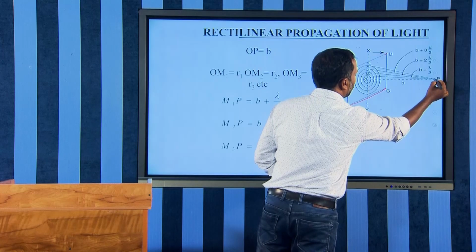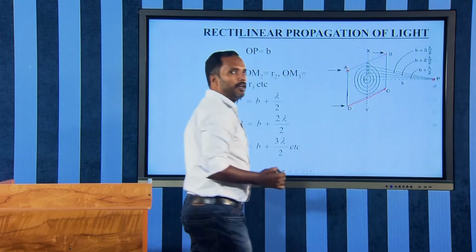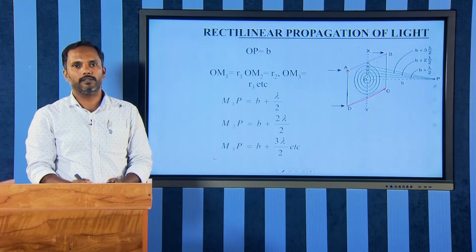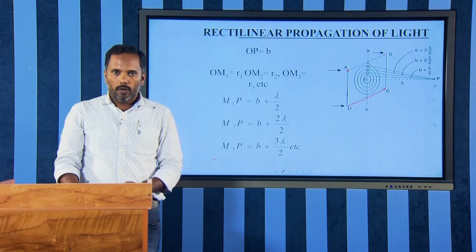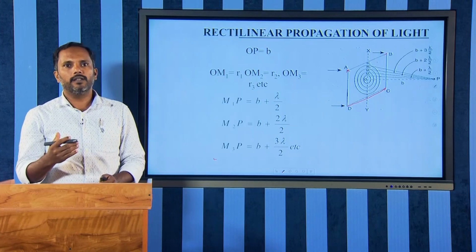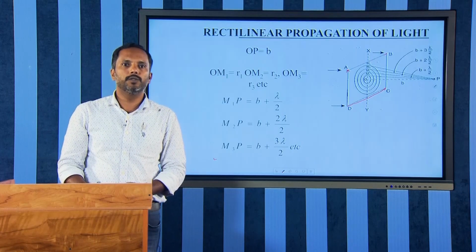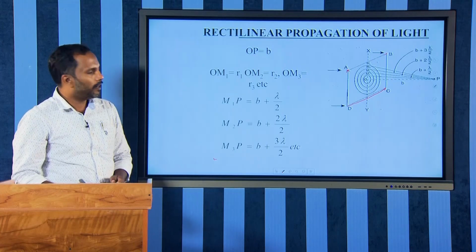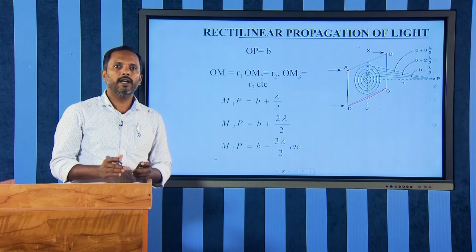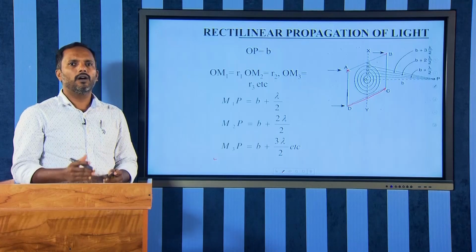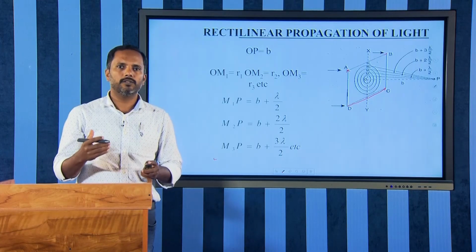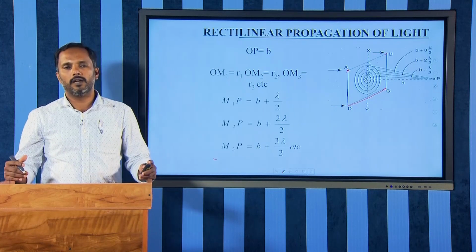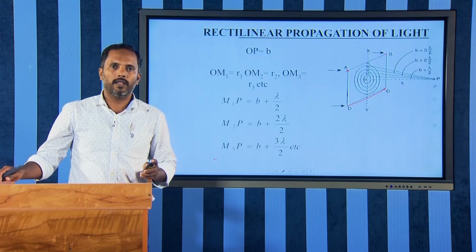Now, P is a point at a distance B. At this particular point, we need to calculate what the effect is. We need to estimate the resultant intensity at point P due to the plane wavefront A, B, C, D. So, first of all, what we need to do? We have to divide the wavefront into small half period elements or zones. These zones are called Fresnel zones, as we discussed in the Fresnel assumptions.